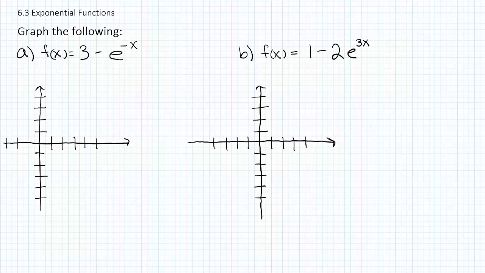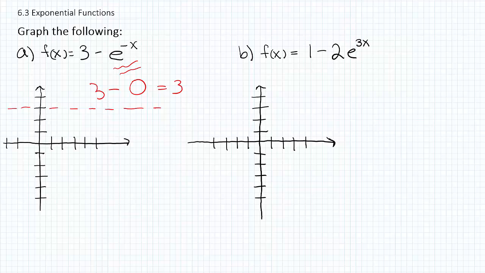This little piece, the e to the negative x, not the negative sign in front, but just the e to the negative x, the smallest that's ever going to be is 0. So if you have 3 minus 0, you end up with 3. So that's basically the asymptote we're talking about here. So we expect the asymptote to occur at y is equal to 3. And this will turn out to be a maximum for this graph.